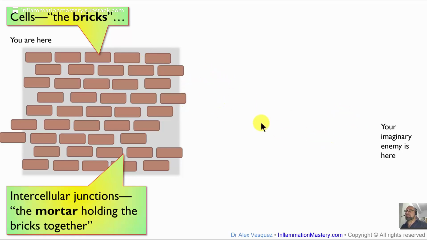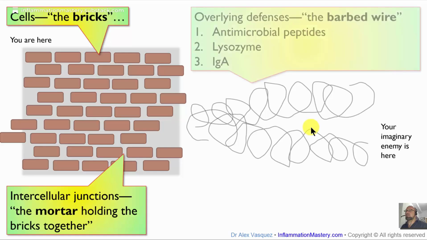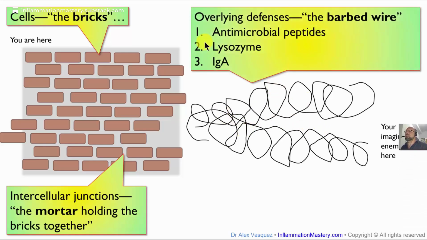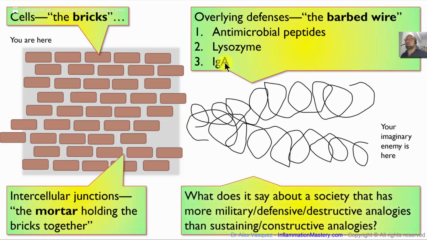Now, you could put more defenses here on top of this brick wall, so to speak. That's kind of like barbed wire, which is analogous to antimicrobial peptides, lysozyme, and secretory IgA. So this is obviously kind of a defensive or military analogy, but let's look at one that's maybe a little more benign or actually constructive.